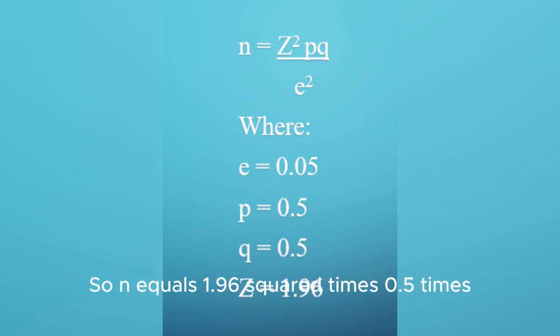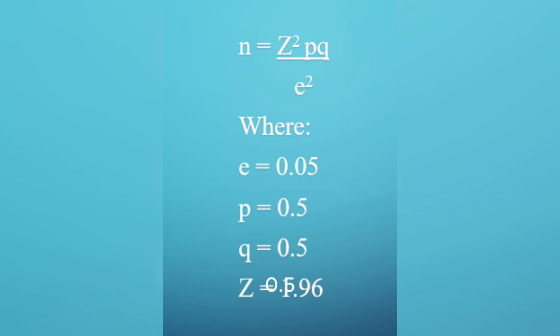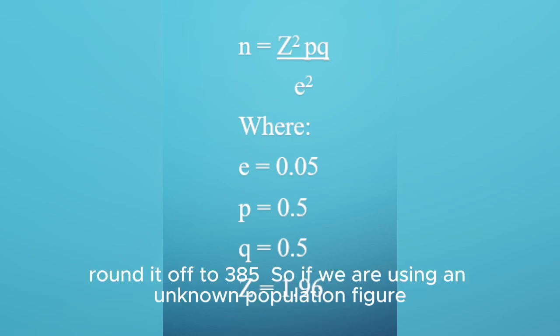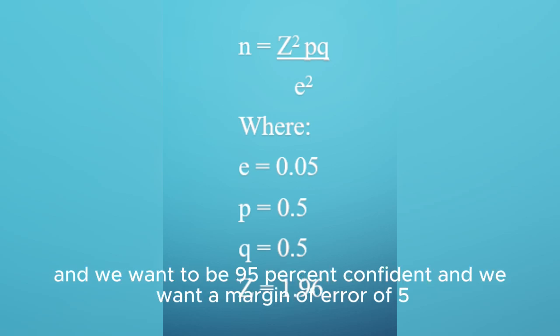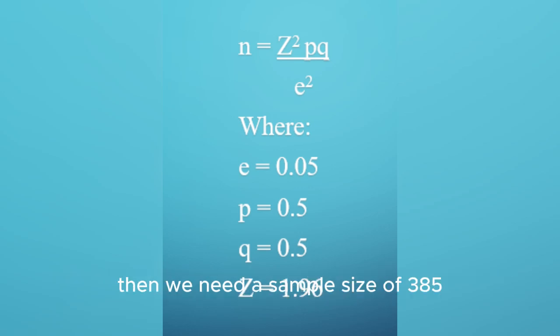So n equals 1.96 squared times 0.5 times 0.5 divided by 0.05 squared. So we get n equals 384.16. So we round it off to 385. So if we are using an unknown population figure and we want to be 95% confident and we want a margin of error of 5%, then we need a sample size of 385.